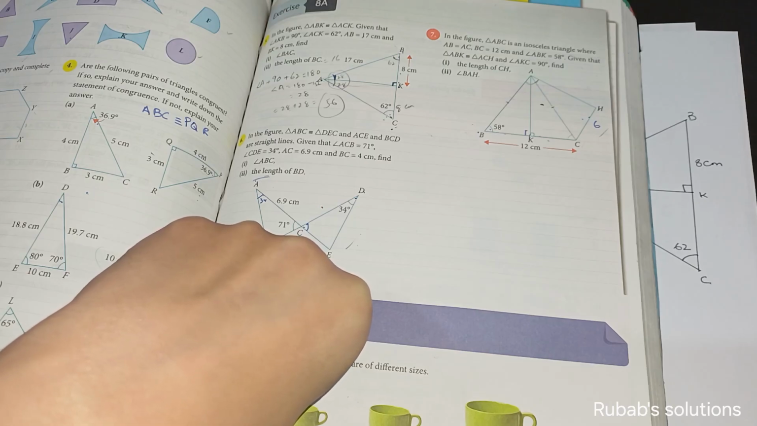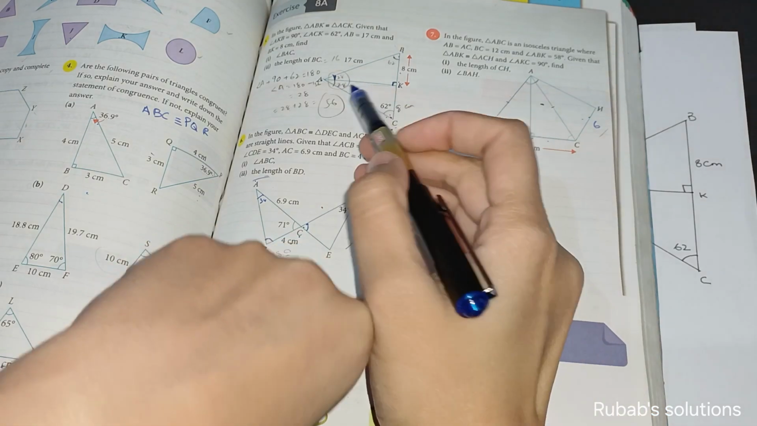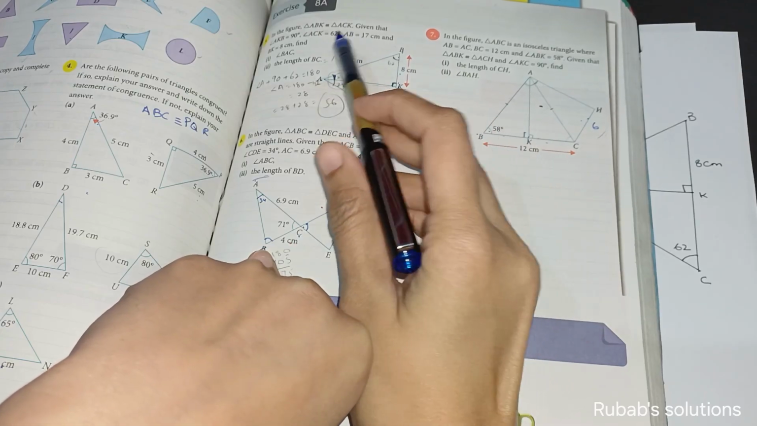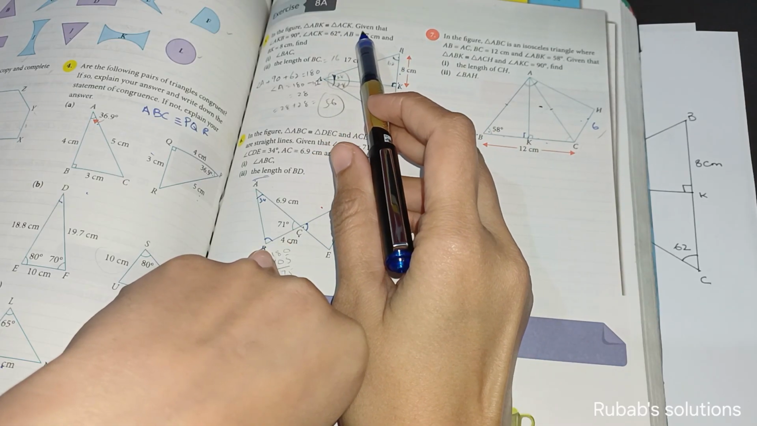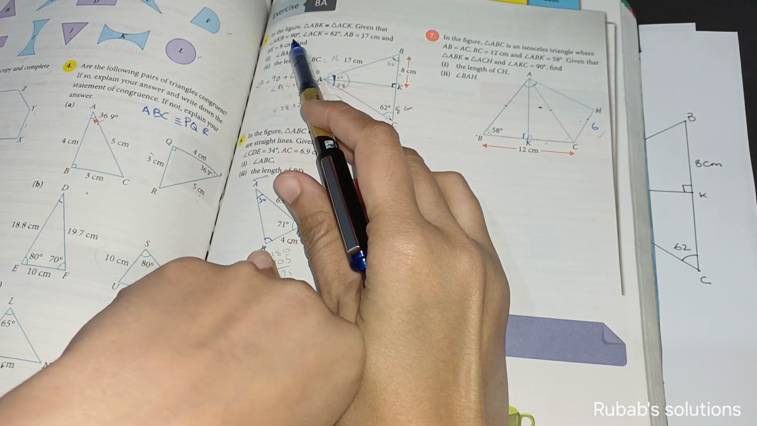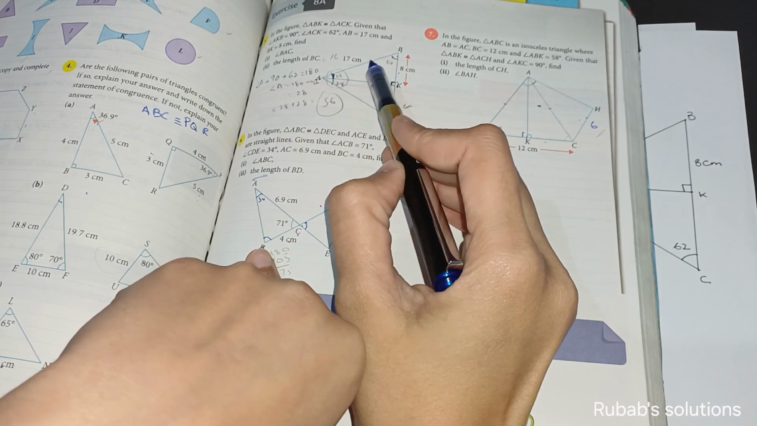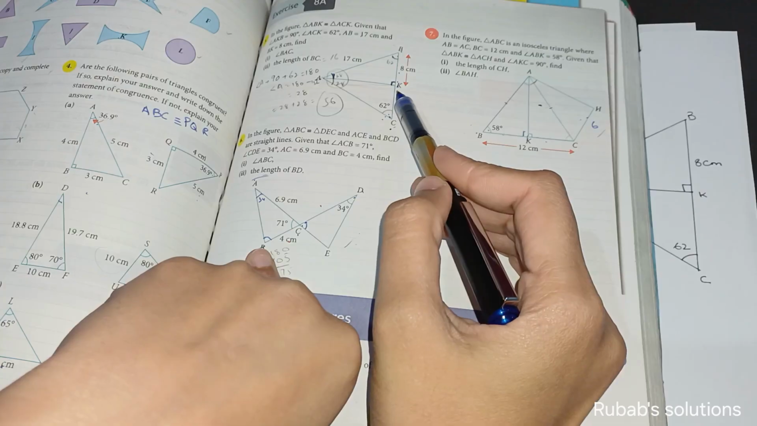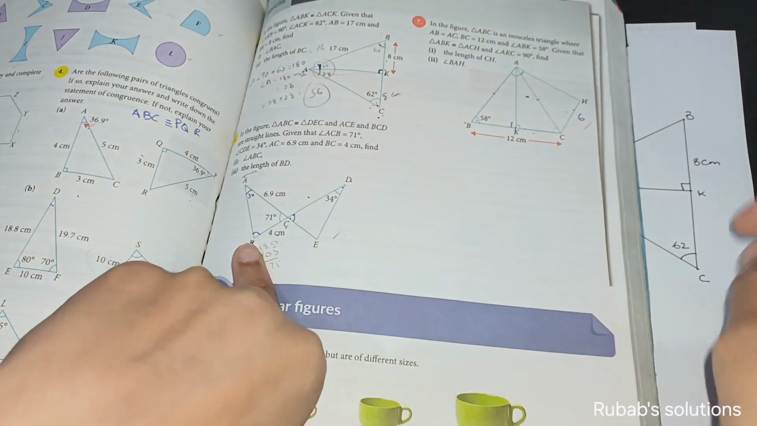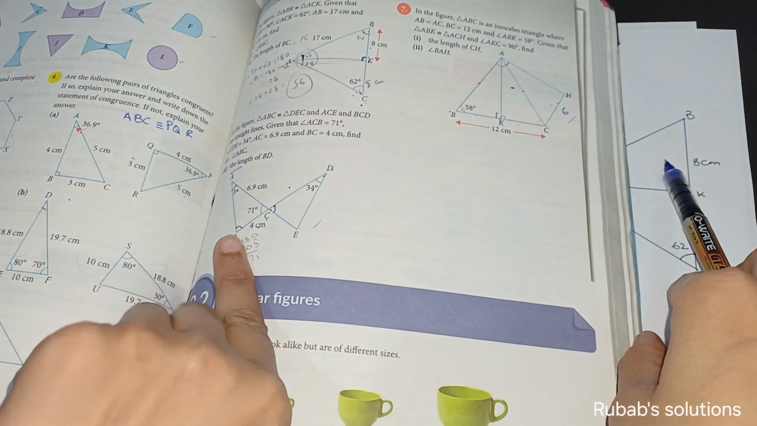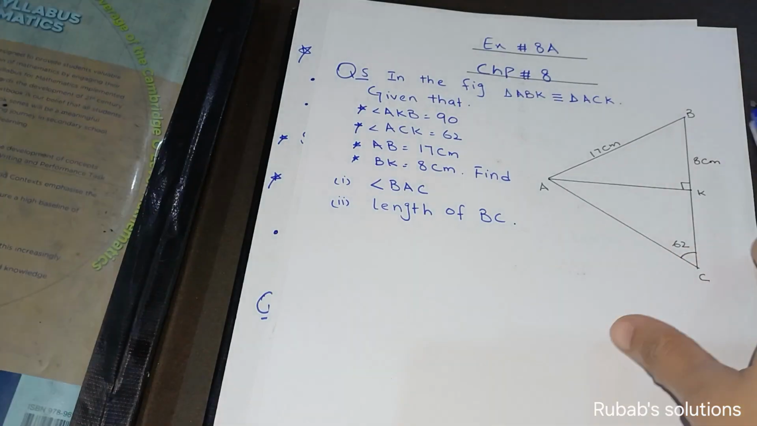First of all, we will see what is given in this figure and what we have to find. It is given that triangle ABK is congruent to triangle ACK. One angle is 90, another angle is 62, one side is 17, and BK is 8 centimeters. Basically we have to find two things. So I have written this for you on my page.